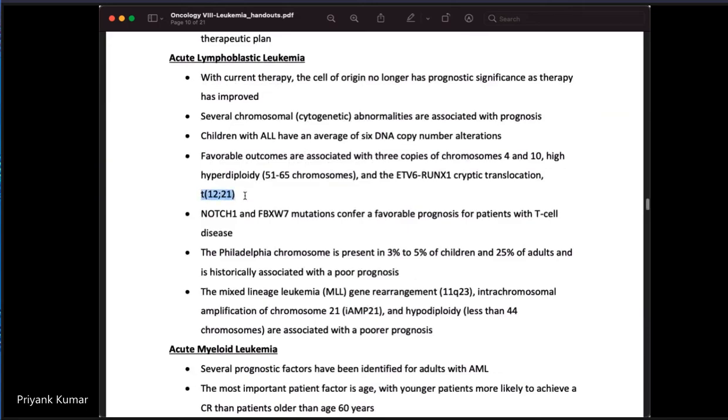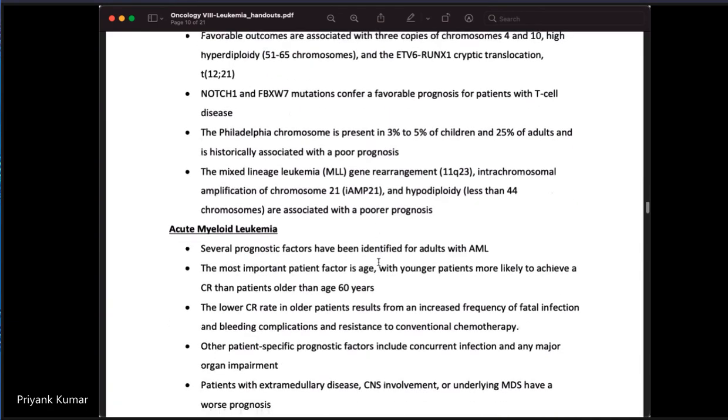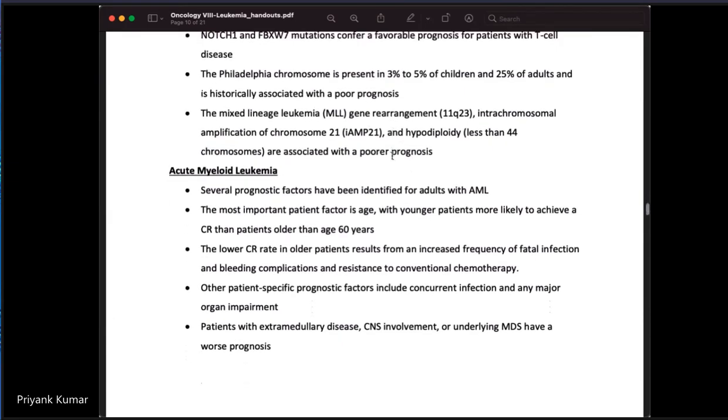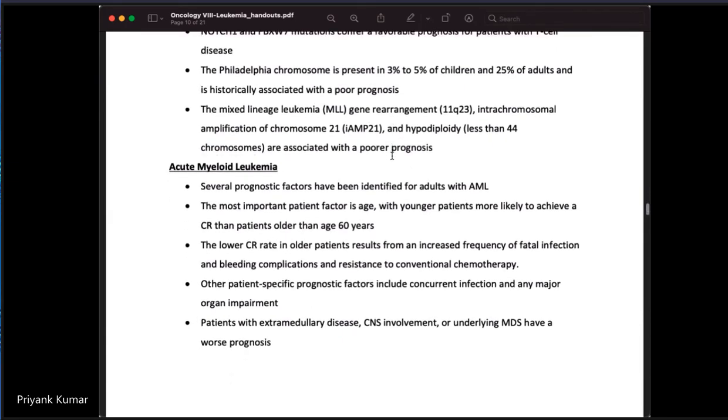So remember these mutations, T1221. There happens hyperdiploidy. So favorable outcomes are associated with 3 copies of 4 and 10 chromosomes. Hyperdiploidy, meaning 51 to 65 chromosomes are present, and ETV6 and RUNX1 cryptic translocations. Okay, so please go over these translocation mutations, and if you have any specific questions, let me know.